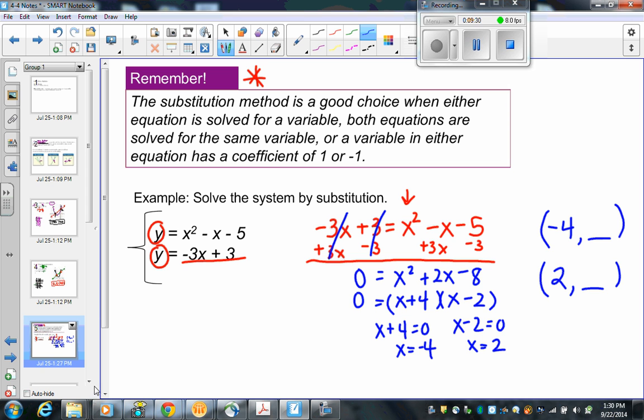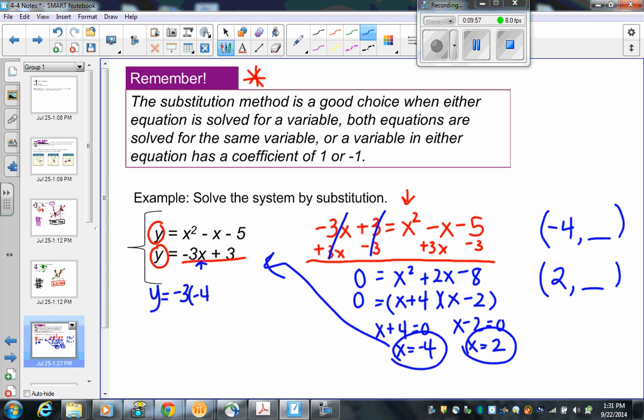So the easiest way to do that is to take your x values and plug them back into your original equation and solve for y. The greatest thing is, it does not matter which of these equations you choose to plug it into. So I like to work smarter, not harder. It's easier for me to plug into a linear equation because I only have to replace one x.